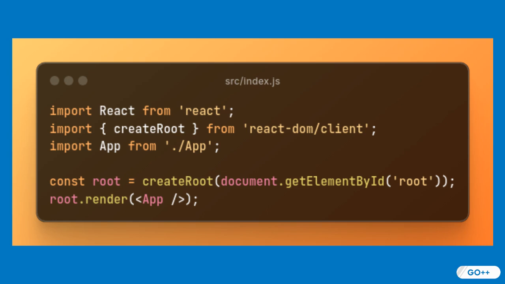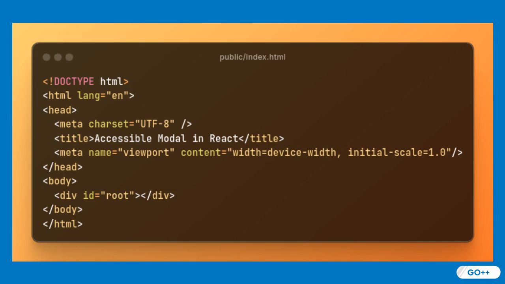This is the main entry point which renders the app component into the root DOM node. It uses React 18's Create Root API for concurrent rendering support. This HTML template provides the root mounting point for the React app. It sets up a basic document structure with language, charset, and viewport for responsive design.